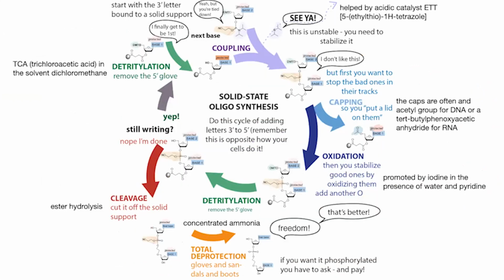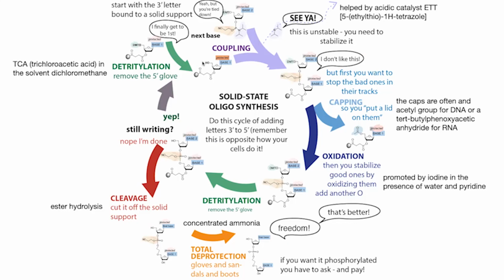Okay, so now we've looked at the players, and now let's look at what's actually going to happen in this reaction. So remember, our general strategy is going to be protect the parts that we don't want to react and expose the parts that we do want to react and make the conditions so that they want to react. So starting with that first letter. The first thing that we're going to need to do is couple it to our support, and we're going to need to make it so that it's reactive. So remember, you have this DMT group. This DMT group is going to be protecting it so that it doesn't react at this 5' position, isn't free to react.